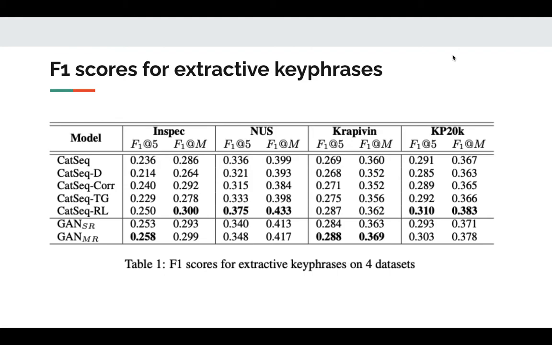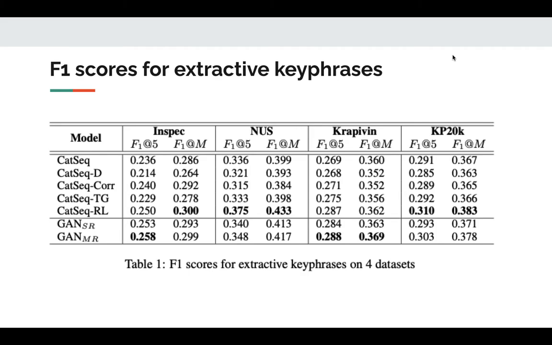The two different reward schemes are GAN-MR and GAN-SR. In GAN-MR, we provide different rewards to each key phrase, and in GAN-SR, we provide a single reward to the entire key phrase sequence. Naturally, GAN-MR outperforms GAN-SR as it allows a diversity of rewards. First, let us have a look at the F1 scores for extractive key phrases.